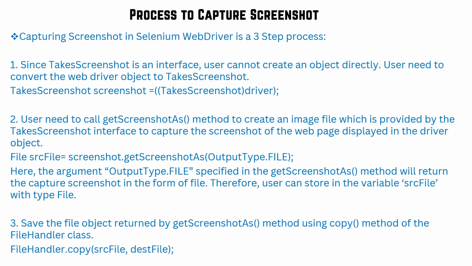So it is primarily a three-step process. First, you need to create the object or instance for the TakesScreenshot interface. After that, you need to call the getScreenshotAs method and store the result in a source file. Third, you need to call the FileHandler class, call the copy method, and store it to the destination file.